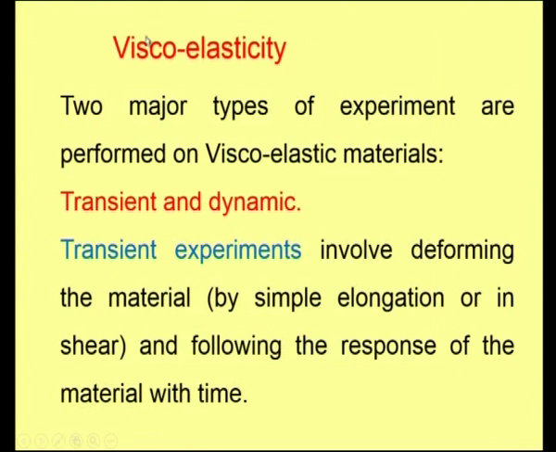In order to explore this viscoelastic property of the materials, particularly the polymeric melts, there are two major types of experiments which are performed. One is of transient nature, that is time varying. Another one is of dynamic nature. Now the transient experiments involve deforming the material either by applying some force and allowing the material to elongate by simple elongation, or in shear.